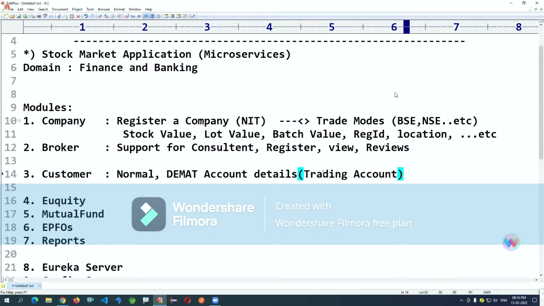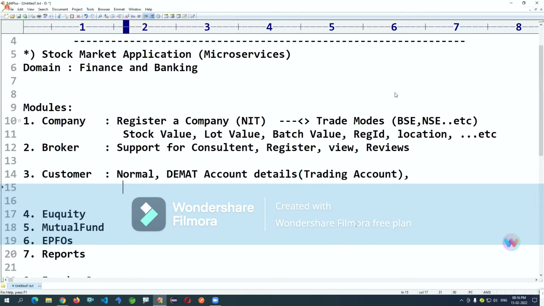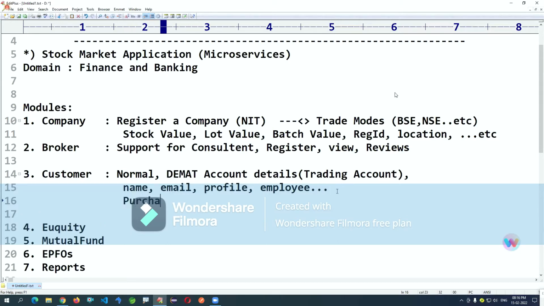For the demat account, you have to give details and trading information, and of course normal name, email, profile, employee type, employee or normal citizen, what the types are. All the details we are going to give and link. Then what can the customer do? He can purchase, sell, and review, like a broker. He can also transfer money from purse to bank. There will be some operations like that.